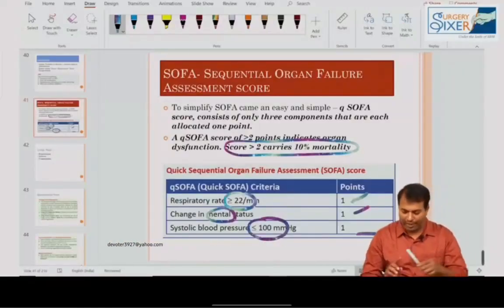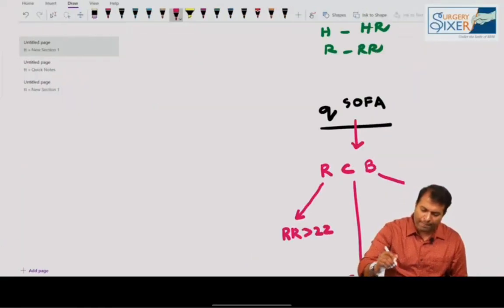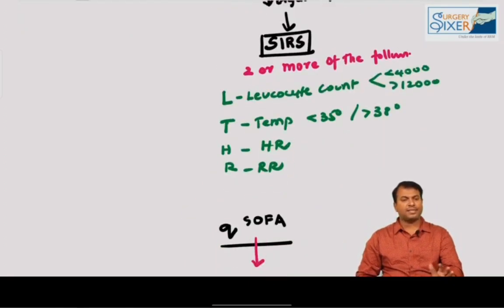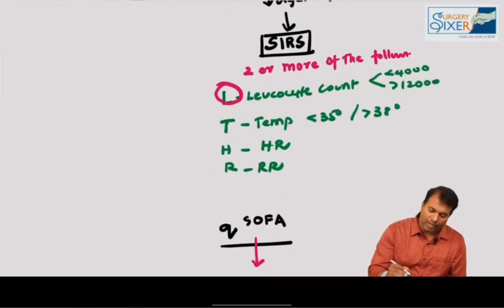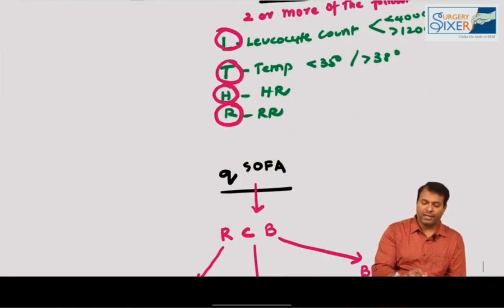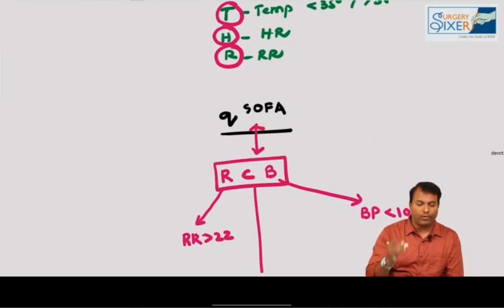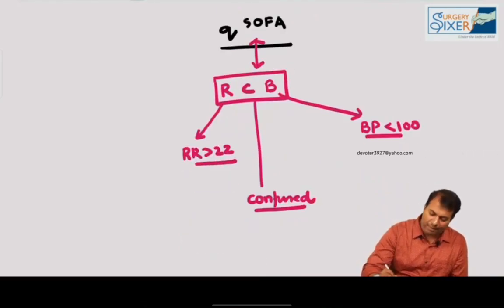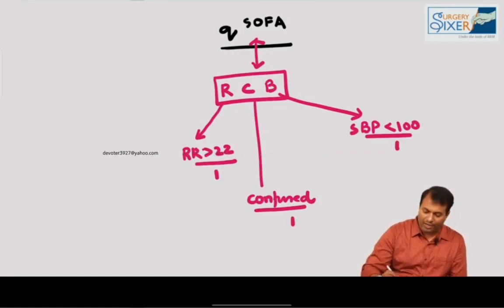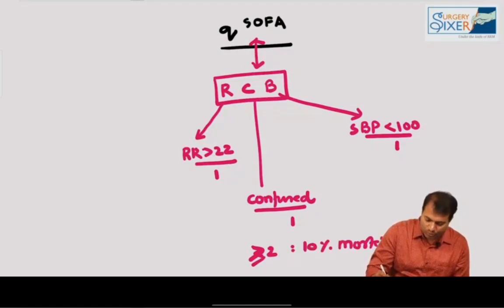So please don't forget, when you are managing sepsis, the points you should not forget are to understand SIRS: leukocyte count, temperature, heart rate, respiratory rate, and Q-SOFA. Royal Challengers Bangalore will be sitting in the sofa. Respiratory rate more than 22, confused state of the patient, systolic BP less than 100. Give 1 point each. If the score is more than or equal to 2, that is 10% mortality in this Q-SOFA score. It is the latest scoring system used.